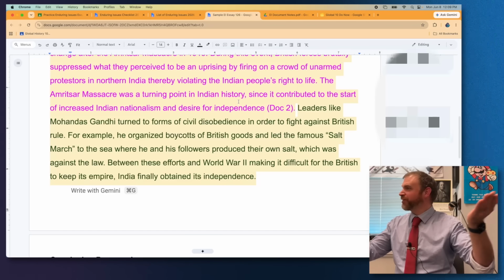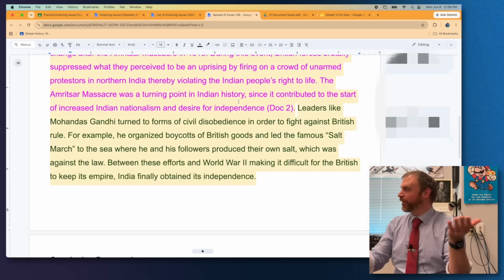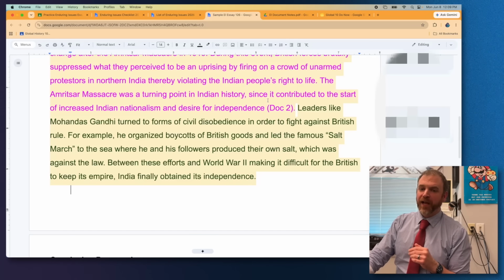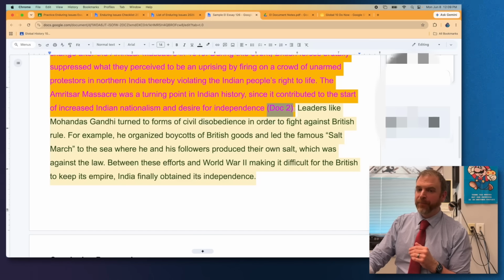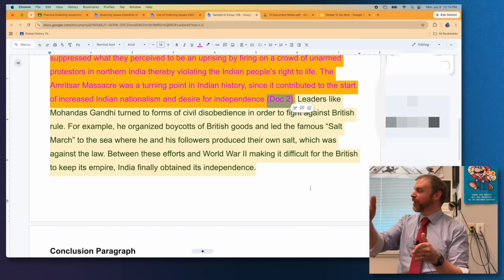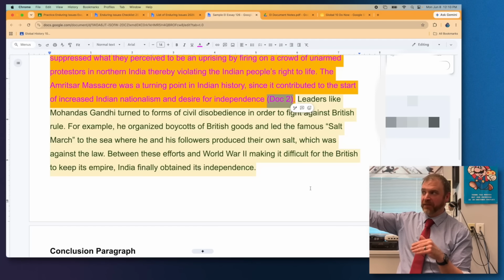That's it. Look, it's 2 sentences again. That's all we need to do when it comes to a document summary. Keep it short, keep it sweet, keep it concise. And then I dropped in this, parentheses doc 2. This indicates to the reader that my document summary came from the documents packet.